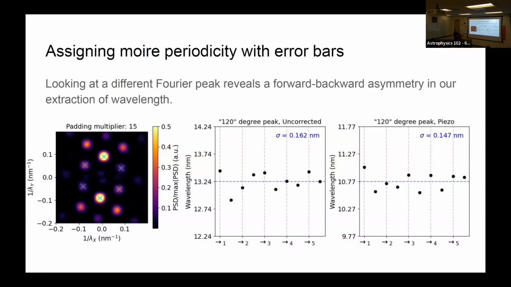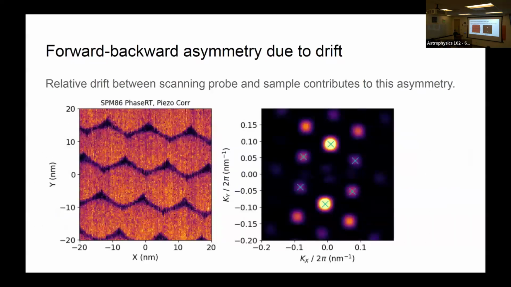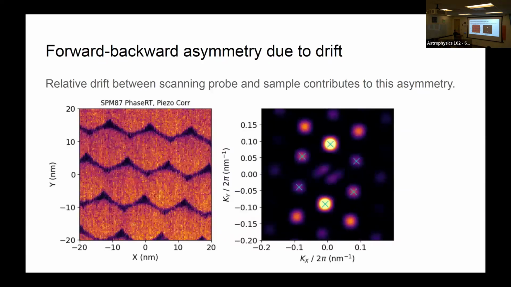And so this is a little bit problematic, but we believe that this forward-back asymmetry is due to the other component that I have yet to mention, the relative drift between the sample and the probe. Just for reference, even number scans go in one direction, odd scans go in the other direction. If I quickly flash back and forth, you'll see that the two scans are slightly different from each other. And so that's why we saw that forward-back asymmetry.